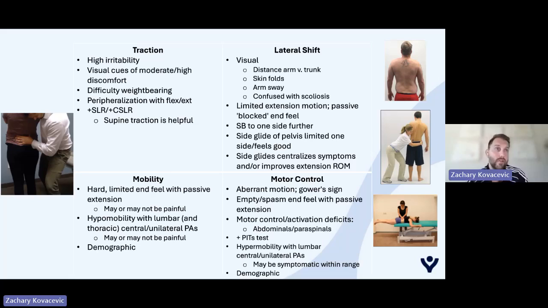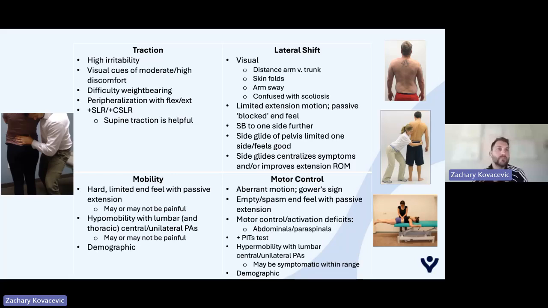Again, if we look at the picture on the left with the passive extension, these individuals might have an empty end feel or a spasm when you're attempting to move them into extension. And this likely happens because of the motor control and activation deficits of the trunk muscles. Because of the moderate or higher levels of irritability or severity, they have difficulty letting go and letting passive movement happen, and they want to help out. And as a result of helping out, they yield symptoms with this motion. And if you were to do some abdominal or paraspinal or other trunk assessments, you'd find out there's likely some impairments here in their ability to activate these muscles, do some motor control exercises, etc.